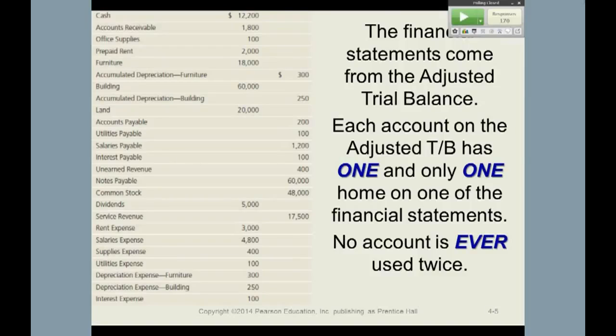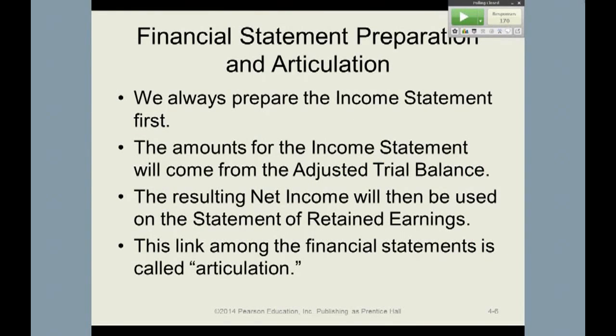So the order in which we prepare the financials will be the income statement, then the statement of retained earnings, and then the balance sheet. Someone asked me today during office hours about cash flow. We're not going to touch cash flow again for quite a while. So our 3 basic financials will be income, retained earnings, and then the balance sheet. And again, the notion is articulation: the fact that we link financial statements together, the fact that income from the income statement goes into the statement of retained earnings, that is known as articulation.